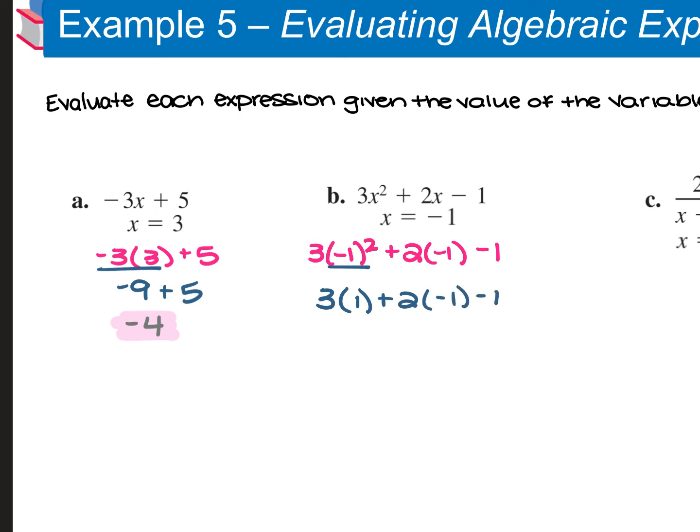From here, you're going to multiply. You have 3 times 1, which is 3. 2 times negative 1 is negative 2. Now we'll just subtract. The 3 minus 2 is 1, and 1 minus 1 is 0.